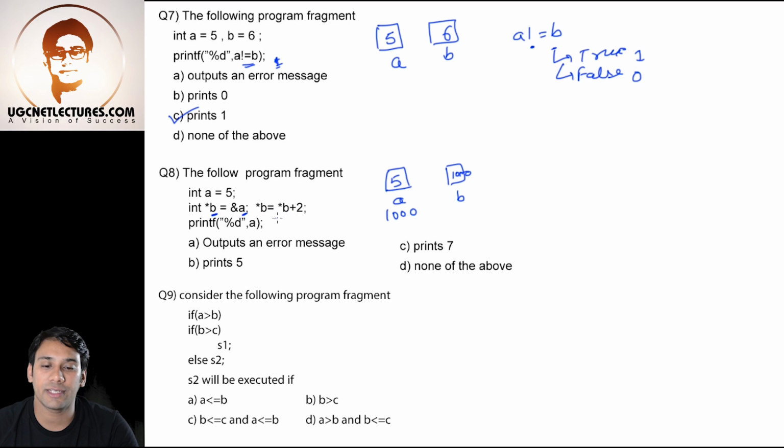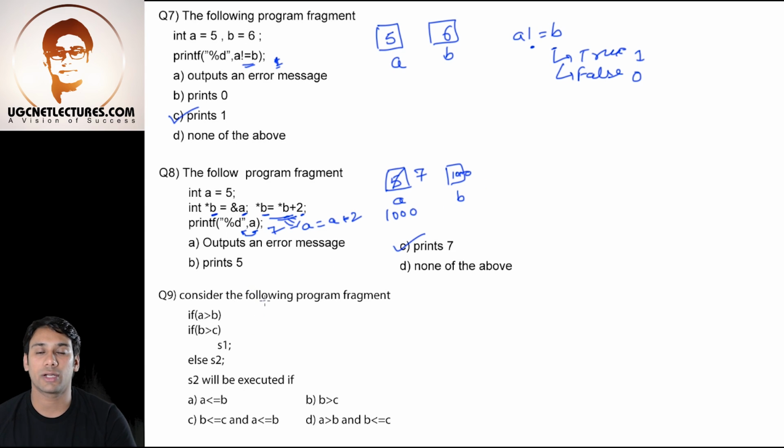Okay. And in the next statement we are doing star of B is equal to star of B plus 2. So here, because of this star, I am accessing the value stored in that location 1000, right? So this statement essentially means A is equal to A plus 2, because the value stored in 1000 is 5, which is the value of variable A. So this is equivalent to A is equal to A plus 2. So it is making the value stored in the variable A 5 plus 2, which is 7. Then it is going to print the value of the variable A. So it is going to print the value 7. So the correct answer is C.